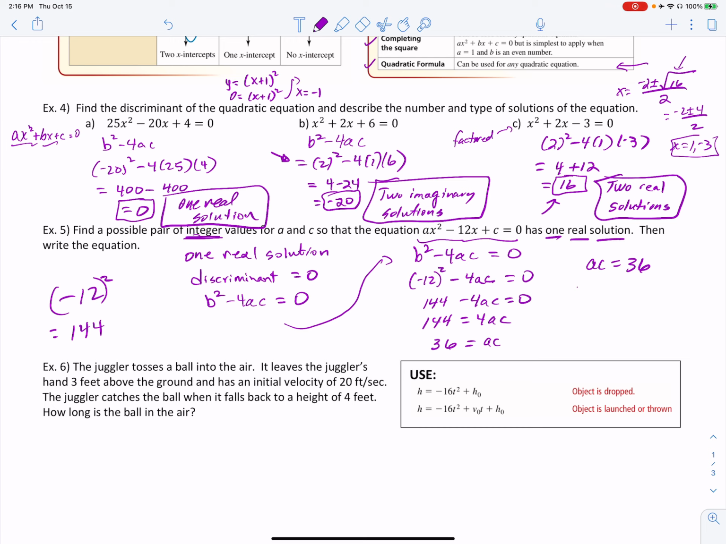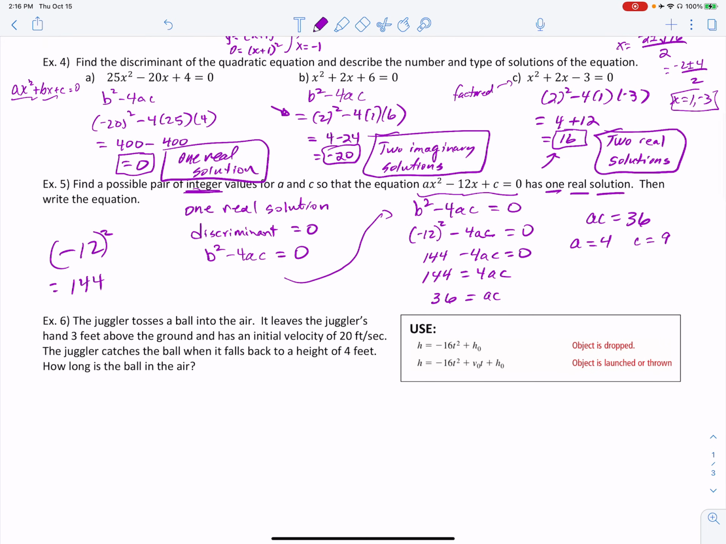So I'm just going to choose, let A be 4 and let C be 9. And that might not be your choice. So there are a variety of answers possible. And so now I need to go back in, because it says write the equation. And when it says equation, if you don't have equals, you're not going to get credit.